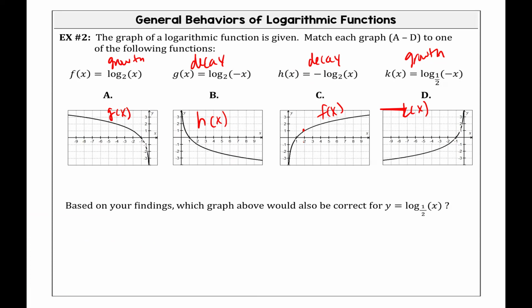The converting. Okay. So it says based on your findings, which graph above would also be correct for y equals log base 1/2 of x? Who do you think can get that? So based on what I have here, this was the log 1/2 of negative x, right? So positive would be on the other side. It would be b. It would match h of x, right? So h of x, which equals negative log base 2 of x, is equivalent to log 1/2 of x.